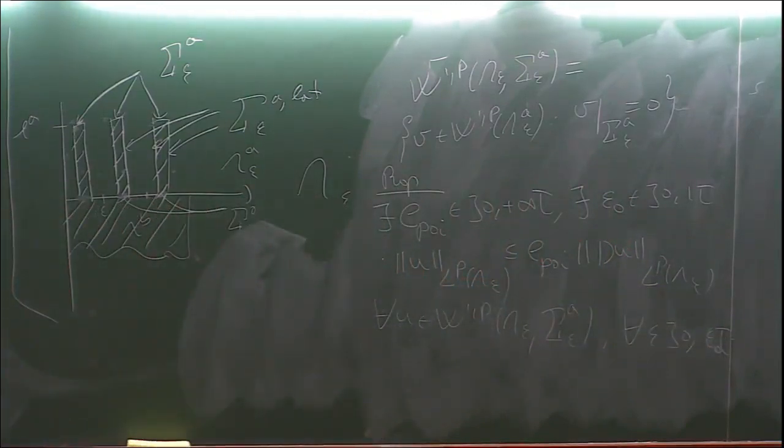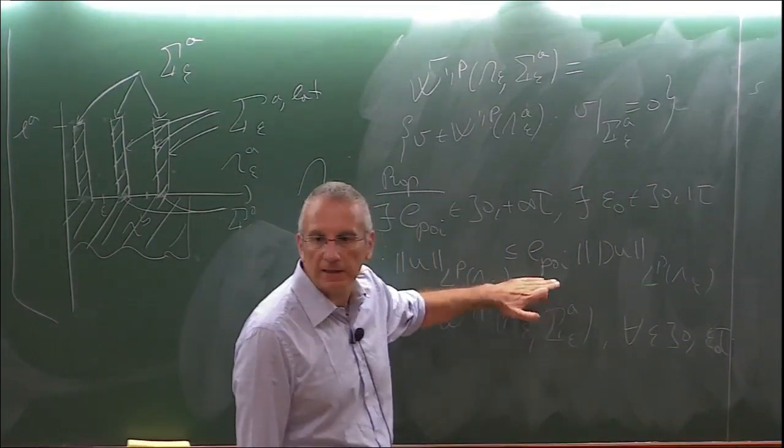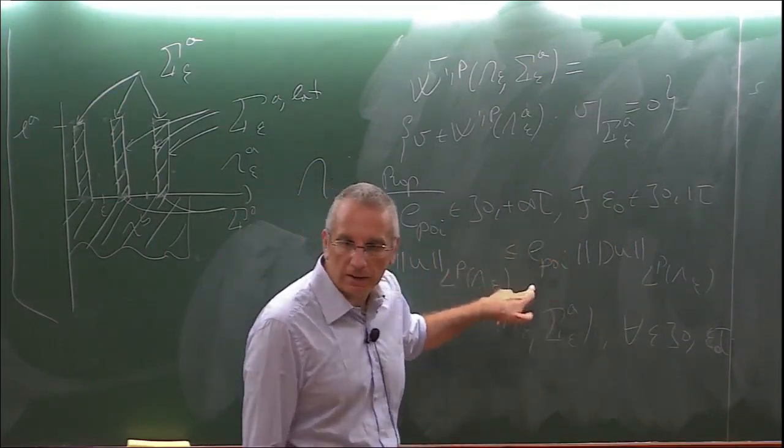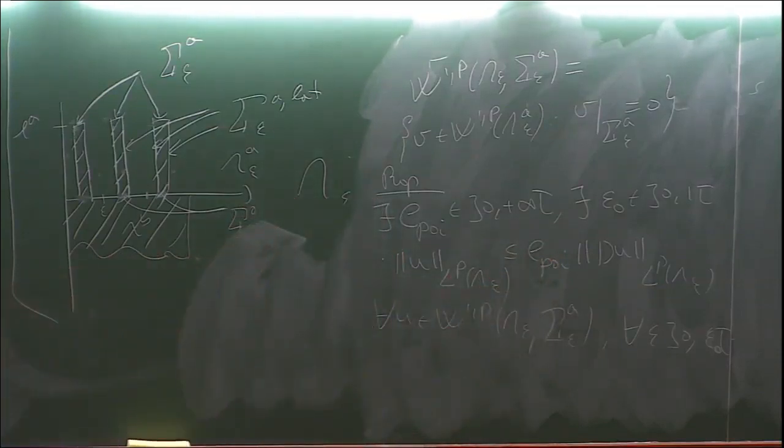The importance of this result is not that for fixed epsilon there is a constant, but that this constant does not depend on epsilon. Because in all the inequalities, the Poincaré inequality, the Sobolev inequality, the constant depends on the domain. But we can prove that this constant does not depend on the domain.